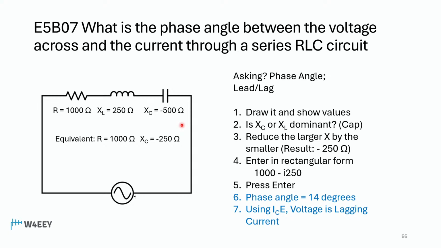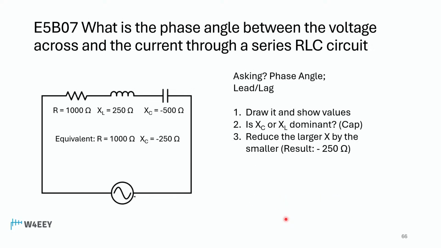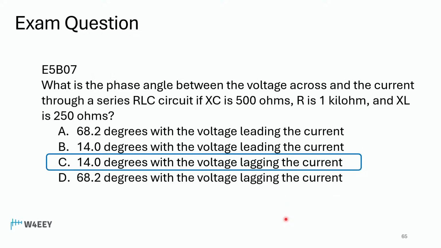So using ICE, for a capacitor, voltage is lagging the current. The way this pool question is set up, it's asking for the lagging rather than the leading. So let's jump back to the question now. 14 degrees with voltage lagging the current. So we just walked through the steps of how we got there.